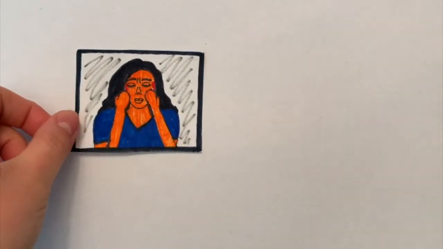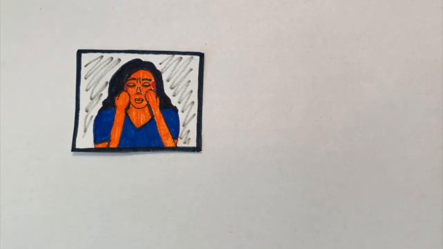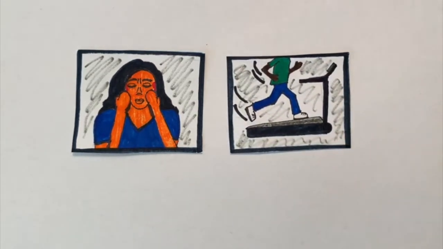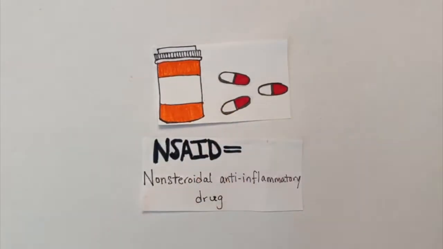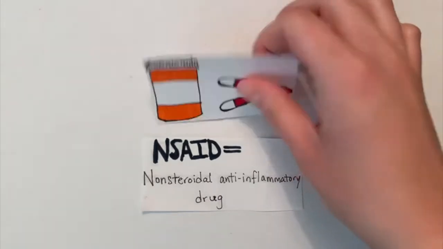Have you ever had a killer headache after a long day, or sore muscles after a difficult workout? If so, you might have reached for some over-the-counter relief in the form of popular medications like Motrin, Advil, or aspirin. These drugs are scientifically classified as nonsteroidal anti-inflammatory drugs, or NSAIDs.